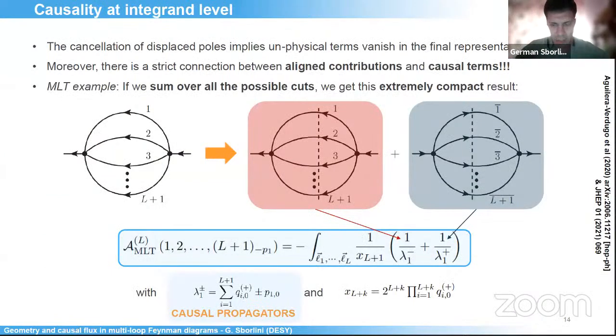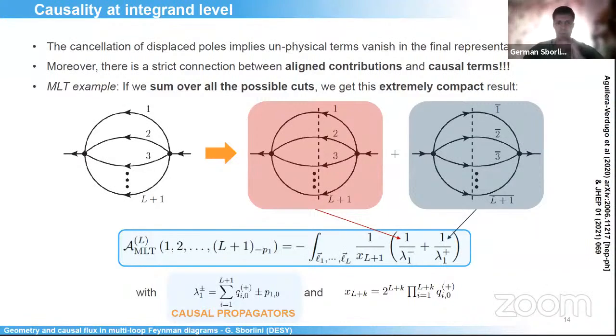Regarding this concept of causality, this is something extremely important that we discover when we use the dual representation and we add everything together. In first place, the cancellation of the displaced poles implies that some contributions vanish. So naturally, the dual description was compact in the sense that several cancellations take place. But when we put everything together, when we force some additional cancellation transformations, we realize that more terms cancel.